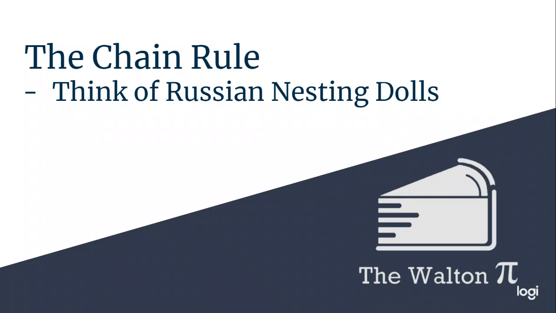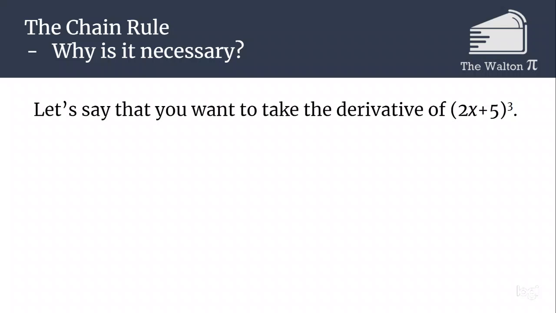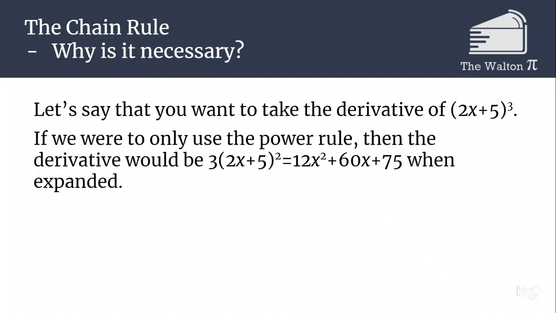Today we're going to be talking about the chain rule. So why is the chain rule necessary? Well, let's suppose that we wanted to take the derivative of (2x + 5) cubed. If we were to only use the power rule, because we have a cubed, then the derivative would be 3 times (2x + 5) squared, which would be 12x squared + 60x + 75 if we expanded it all out.